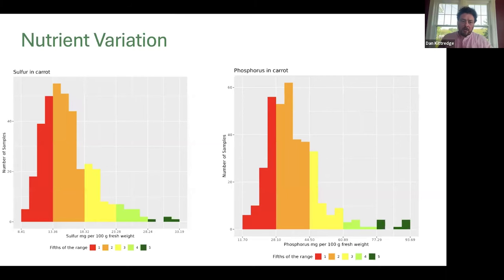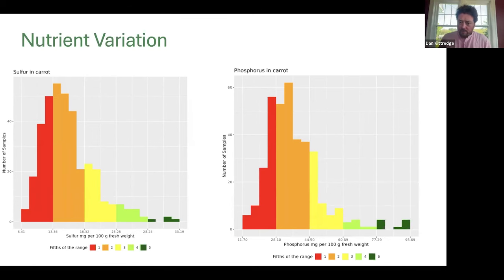So we're looking here at individual elements. We looked at elements that we understood to be necessary for human health, that we need in our bodies to function, and that we understand are generally deficient in Americans, at least, not necessarily people all around the world. So this is not nutrient density, this is nutrient variation. We're just looking at what's the range of sulfur in carrots? What's the range of phosphorus? What's the range of various other things? Because the first question, remember, was what's the range of nutrient variation in food?